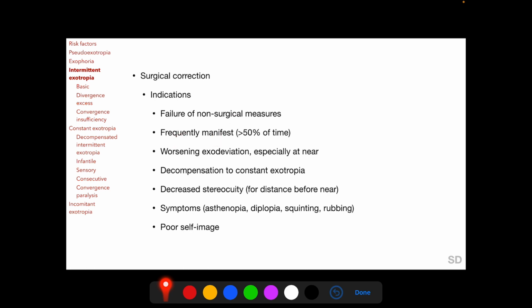a frequently manifest intermittent exotropia with exotropic periods occurring more than 50% of waking hours, worsening of the exodeviation with passage of time, especially worsening of exodeviation at near fixation, decompensation to constant exotropia, decreasing stereo acuity, occurrence of symptoms such as asthenopia, diplopia, squinting and rubbing, and a poor self-image due to misalignment of the two eyes. Among these indications, these two are the important ones to remember.